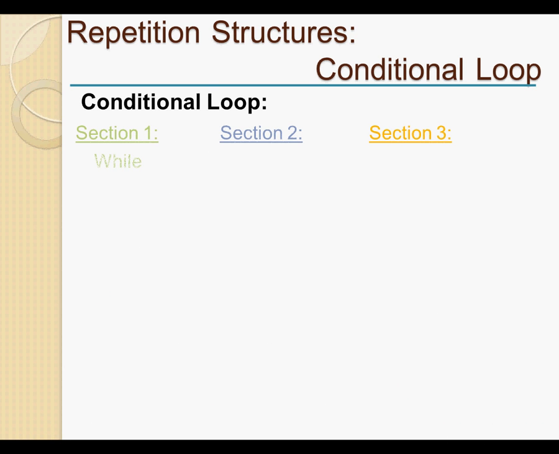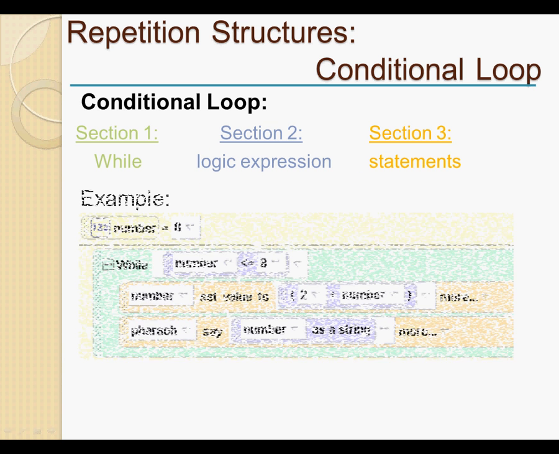So what does this look like? Again, we have the while statement, which tells me that I'm going to be looping in a conditional loop. Then I have my logic expression, which is exactly the same as we had in our selection statements. And then I have the statements that I'm going to be repeating if this logic expression is true.